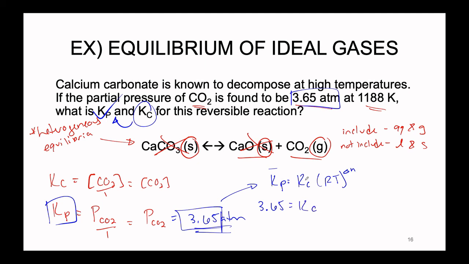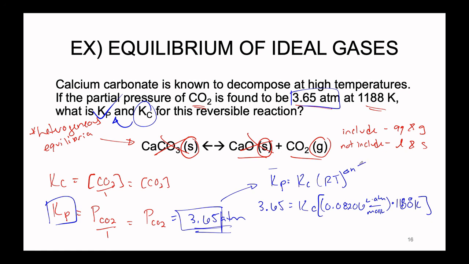This is going to be equal to our Kc, multiplied by our value of R, which is our ideal gas constant, 0.08206 units of liter atmosphere per mole Kelvin. And I'm going to bracket this off since it's the gas constant times T. That's all raised up to the delta N, so it's going to be very important to keep this information together. Our temperature is at 1188 Kelvin, and we're going to raise all of this up to the delta N.